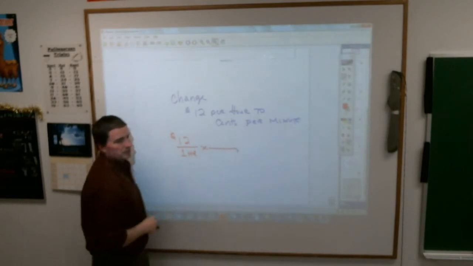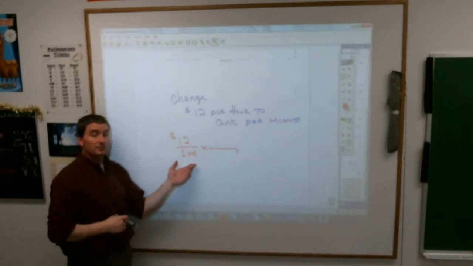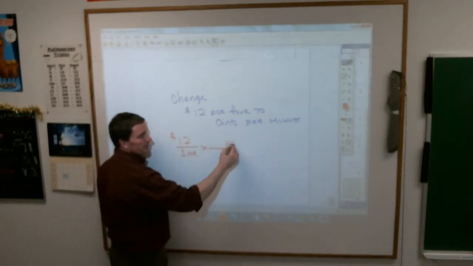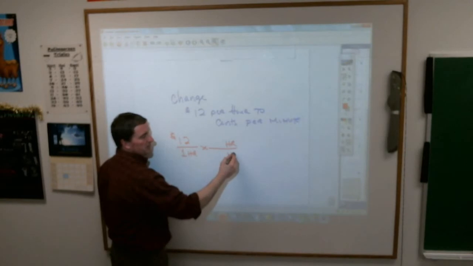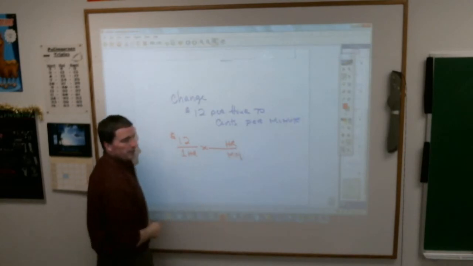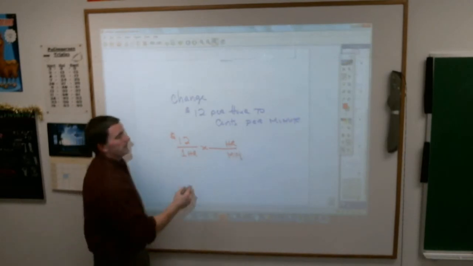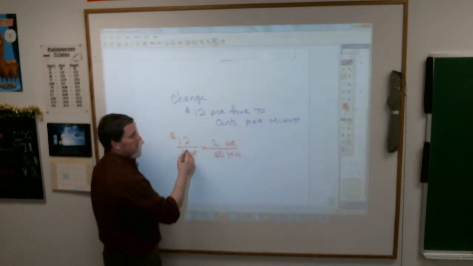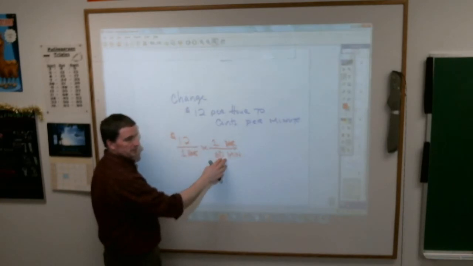How would I change hours to minutes? Hours is on the bottom, so it has to go on top. What has to go on the bottom? I'm changing it into minutes. What's my unit multiplier? How many minutes in an hour? 60. Now my hours are crossed off. I have just now changed it into dollars per minute.